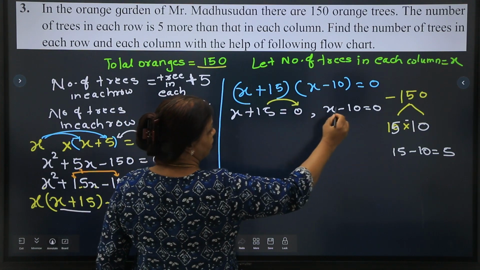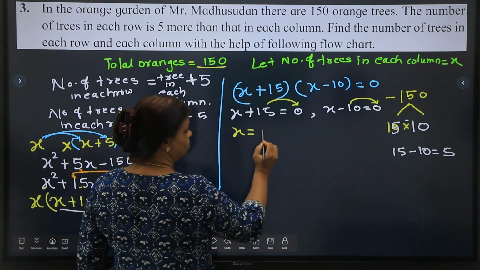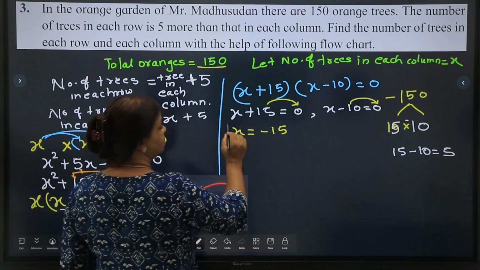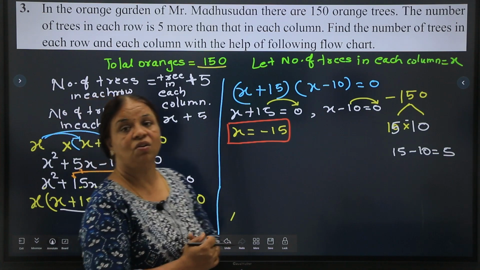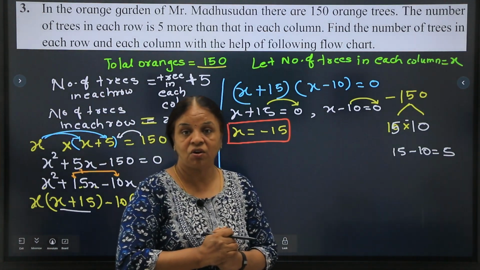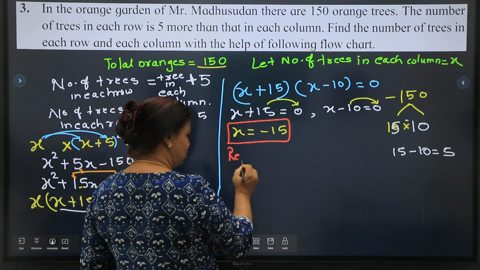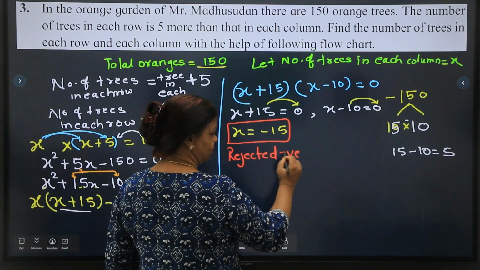15 will go here, minus 10 will go here, x is equal to minus 15. Now, minus 15 is there, so x is equal to minus 15 will be rejected, because the number of trees cannot be negative. So, it will be rejected. You will have to write down, children, this is rejected because it is negative, clear?